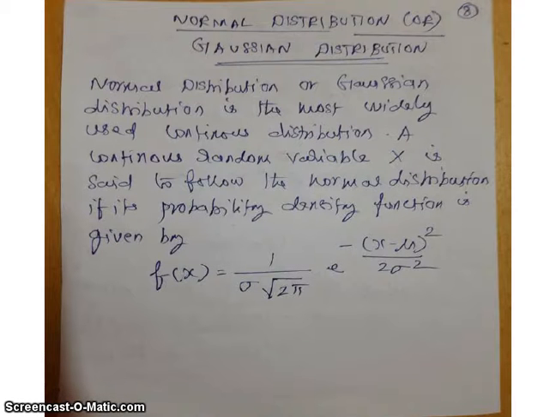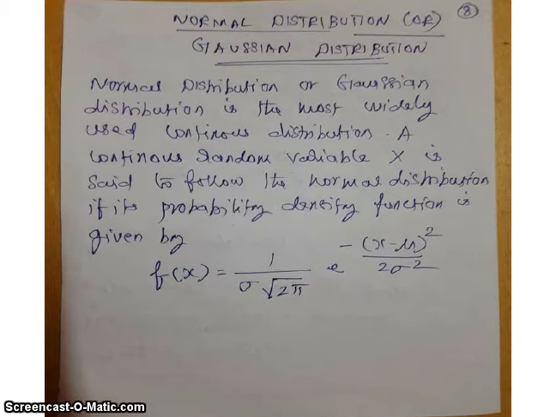Now we are going to discuss the third probability distribution, that is normal distribution. It's also called Gaussian distribution. Normal distribution is the most widely used continuous distribution. Previously, both binomial and Poisson distribution are meant for discrete data, but this normal distribution is meant for continuous data.